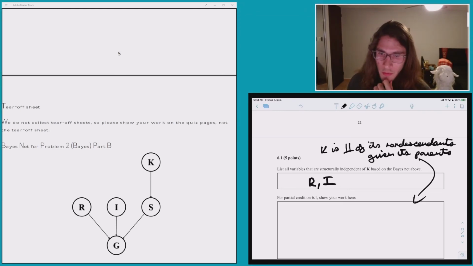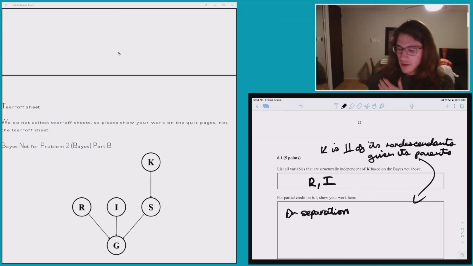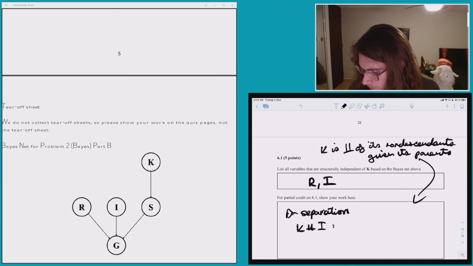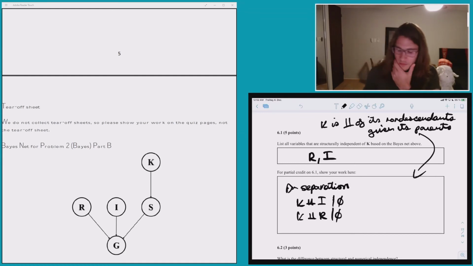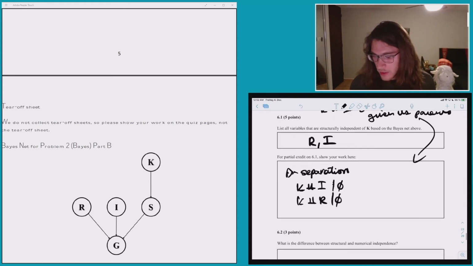But another way of proving it is with d-separation. And if you're looking for more practice, I recommend that you perform d-separation with the following: K independent of I and K independent of R, given nothing. And just try to prove my statement when I answered R and I are structurally independent of K.